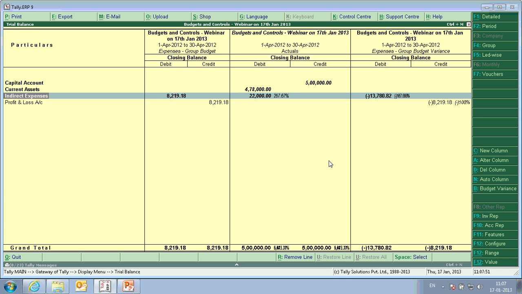Logic Fusion says didn't understand. Very good. Very nice to hear that. Okay. If anybody understood what this is, I just wanted to have a discussion here. That's it. Okay. So that's the beauty of budget in Tally. You can play around with it.